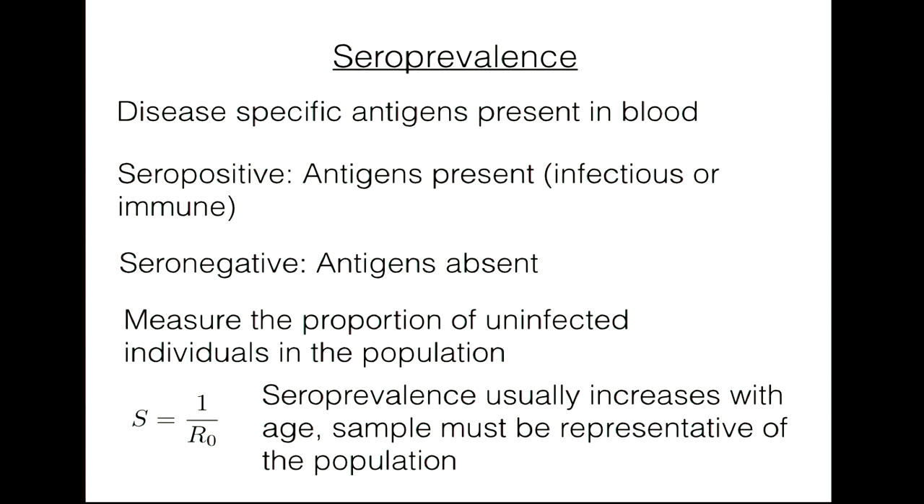What is done here is, if you can measure the proportion of uninfected individuals in the population, that proportion is related to 1 by R0. Okay? Modulo a certain assumption. The assumption is that all members of the population, like in the standard SIR model, are equally susceptible. However, that isn't the case, because it's known that seroprevalence increases as you are older, because the older you are, the more chances there are of your having contacted that infection or something very close to it that gives you immunity to that particular case. So that becomes a little more complicated.